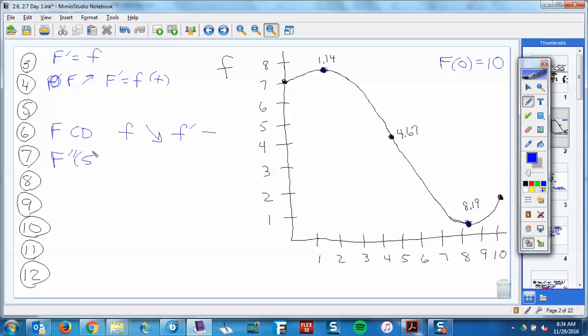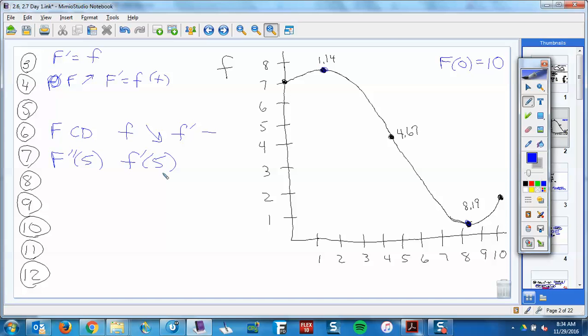Well, big F double prime of 5 is the same as little f prime of 5. That's the slope of this graph at 5. So draw on a little tangent line and get your answer. What did you have? -1.5 is what they have to look at.